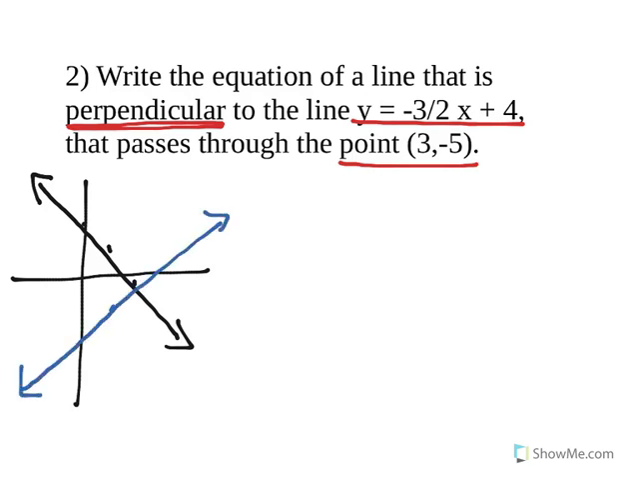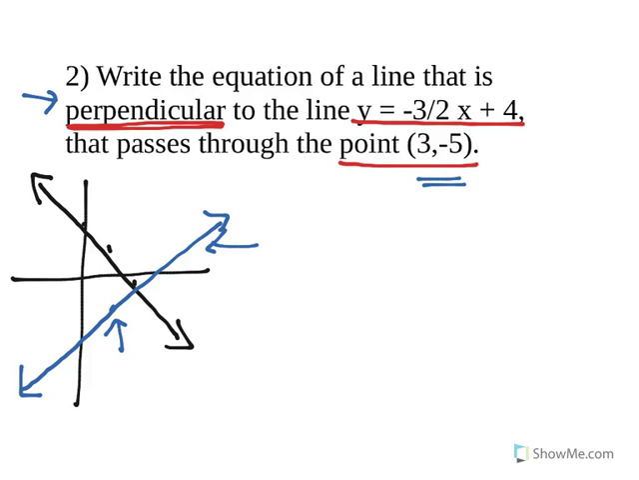And they want the formula for the line that is perpendicular to that original one. So that's what they're asking for. They want a line that's perpendicular and goes through that point (3, -5), which is here. So this is what they want, the equation for that line.